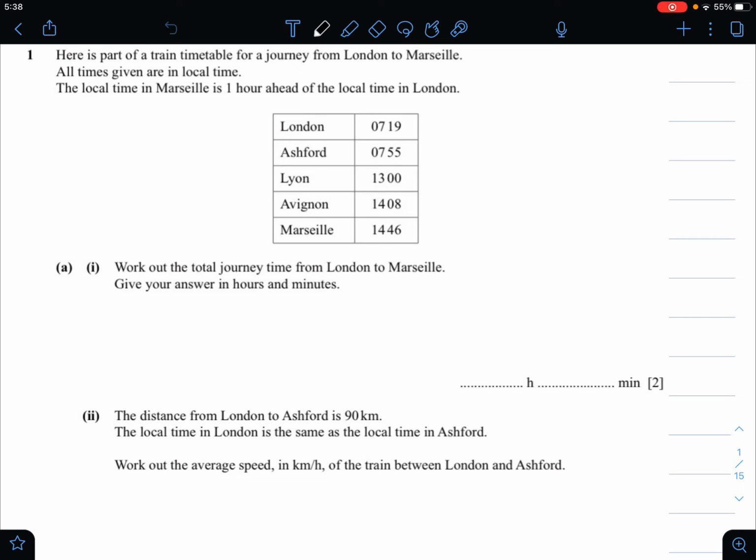Welcome to ANS Solver question 1 of this paper. So for part A1 they are asking us to work out the total journey time from London to Marseille, and they are asking you to give your answer in hours and minutes.